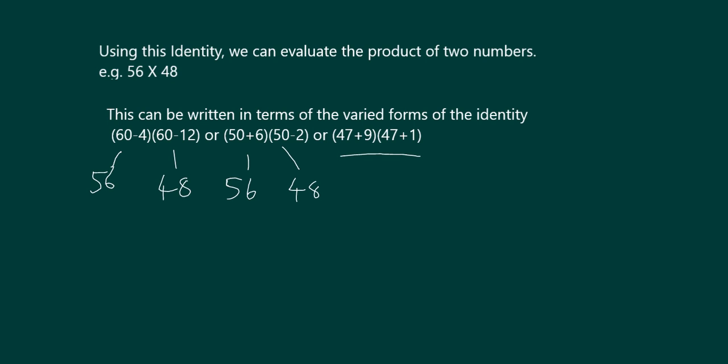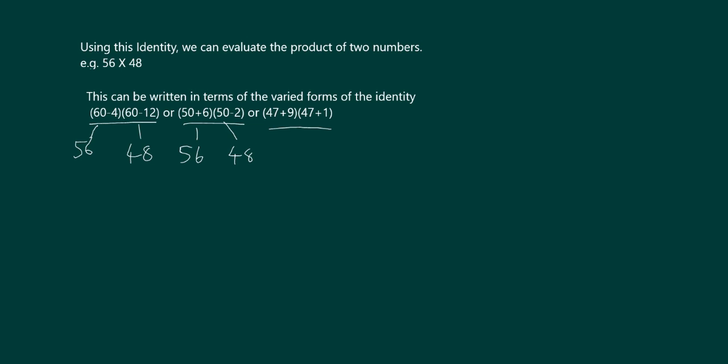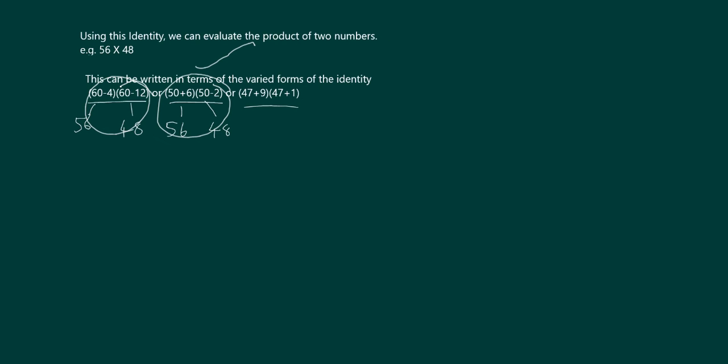Now if you notice, the first one has a minus and a minus, the second one has a plus and a minus, and the third is a plus and a plus. So I've written the same multiplication in three different forms. Obviously, all three of them have to give me the same answer. If you notice, 60 minus 4 is easy to use, but (50 + 6)(50 − 2), which is this one, is way easier. So I'm going to use (50 + 6)(50 − 2) to evaluate the value of 56 times 48.